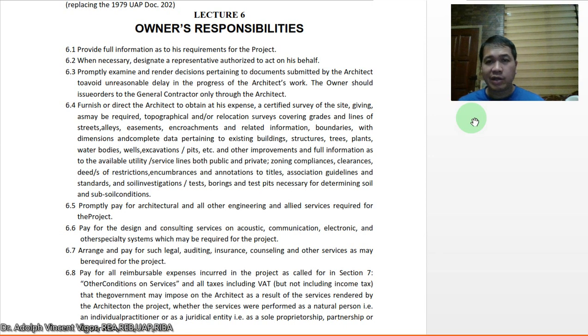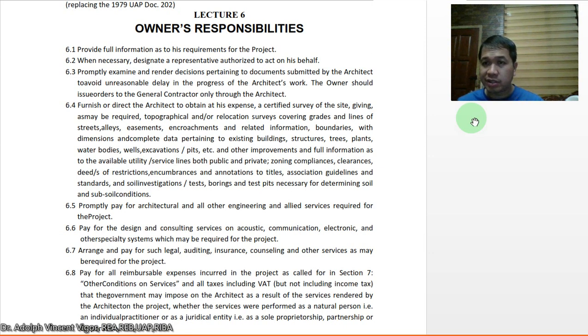encroachments, and related information, boundaries with dimensions and complete data pertaining to existing buildings, structures, trees, plants, water bodies, wells, excavations, pits, etc., and other improvements, and full information as to the available utility service lines, both public and private, zoning compliances, clearances, deeds of restriction.